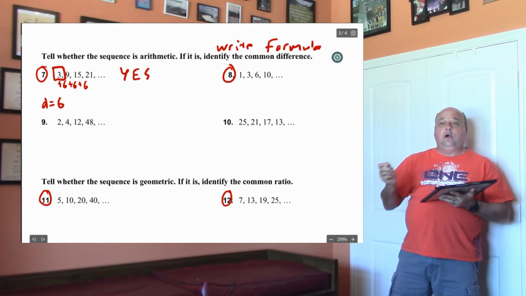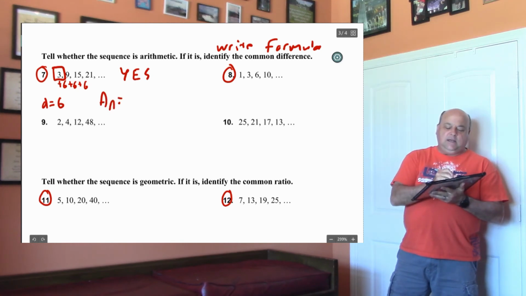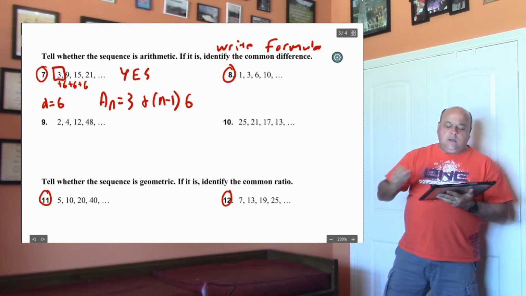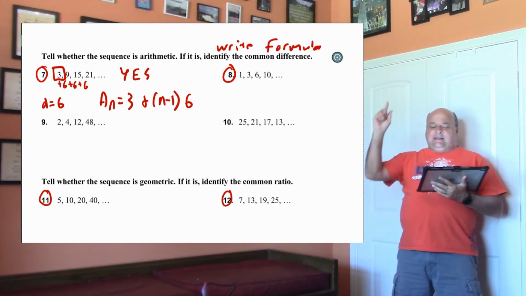This is my first term. So write down a_n equals the first term 6 plus n minus 1, and the common difference is 6. This should be 3. The first term is 3. Easy, easy, easy. Let's go to the next one.